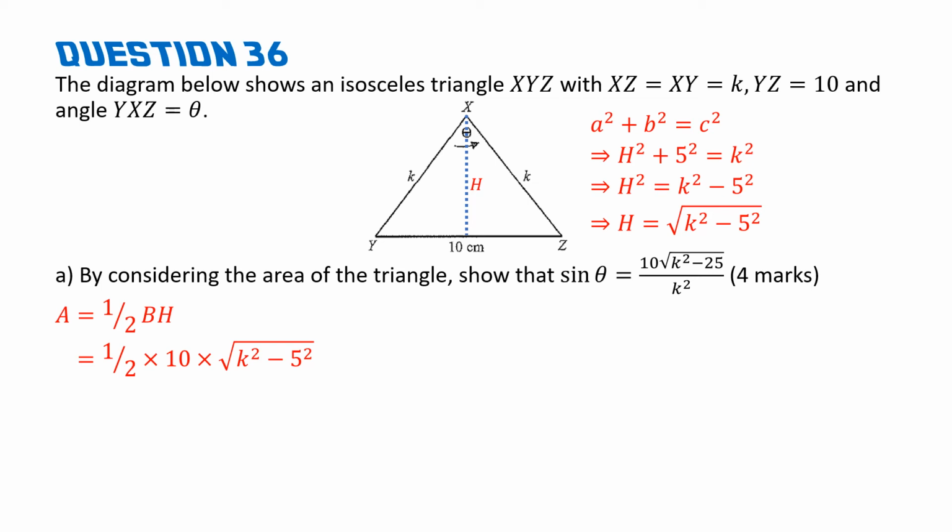A half times 10, well, that's going to be 5. And then obviously 5 squared is 25. So we're going to be left with the area of our triangle being equal to 5 times the square root of k squared minus 25.